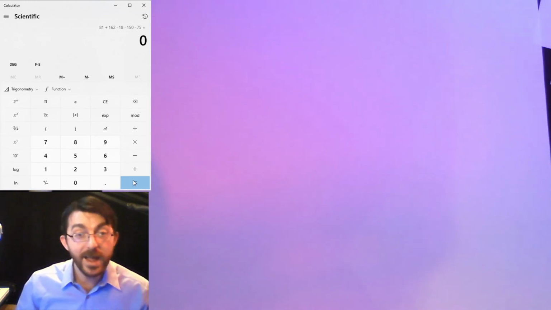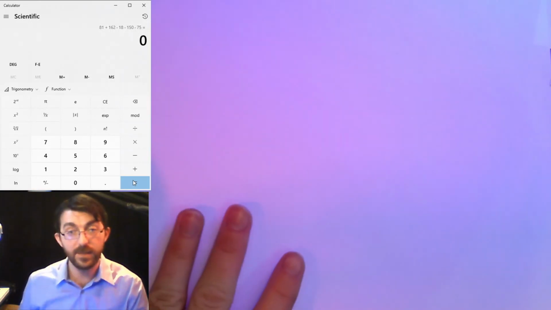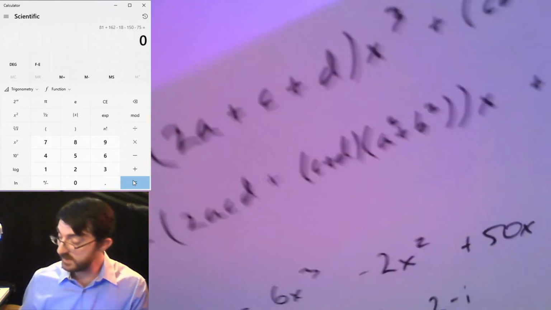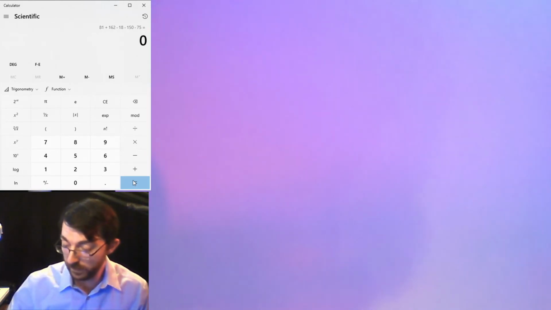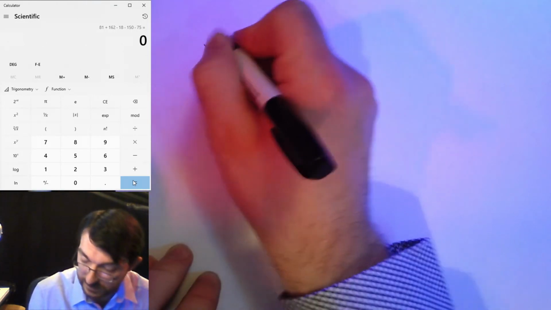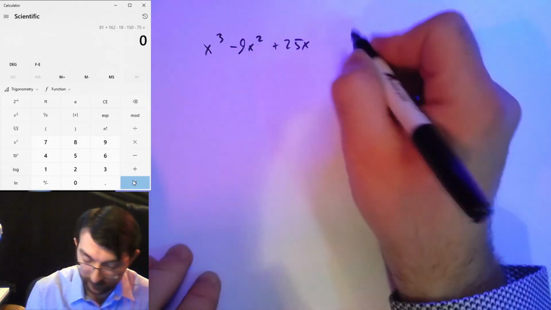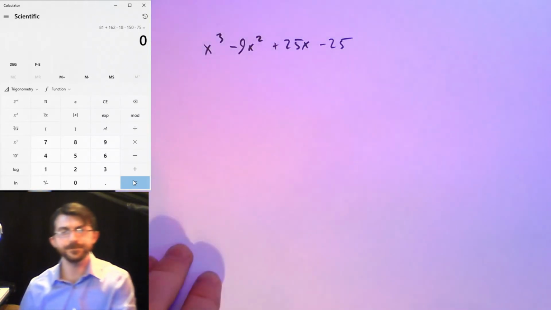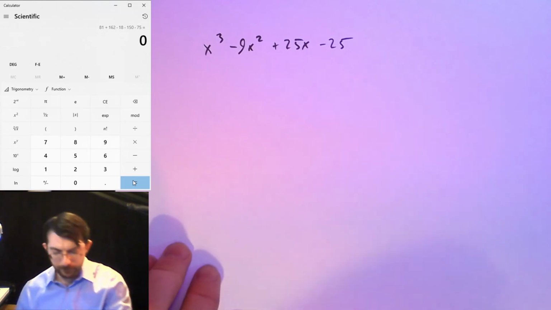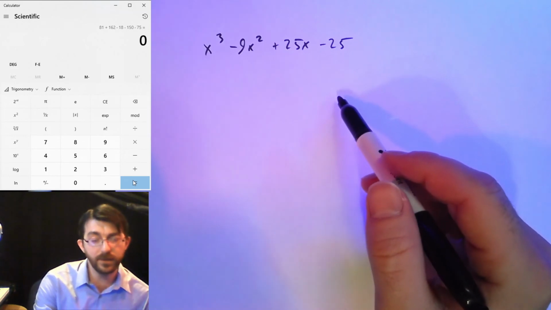I want to remind you why I'm doing this. It's because when I give you a problem, I want to guarantee that there is a findable solution. And the way that I can do that is to set up a general case that I can fill in with whatever numbers I want. Okay, so x cubed minus 9x squared plus 25x minus 25. So we've already found negative 3. The other factors of 25 are 1, 5, and 25.